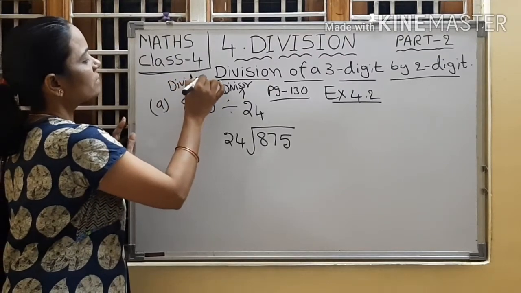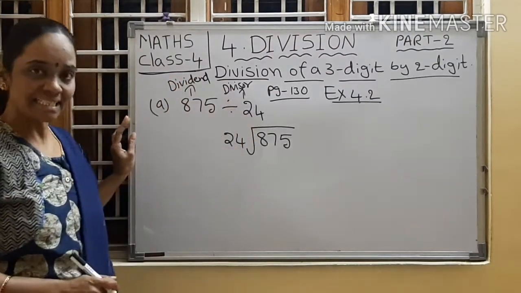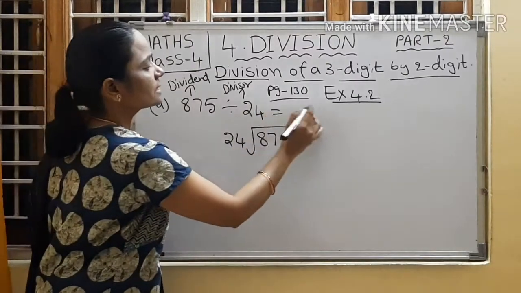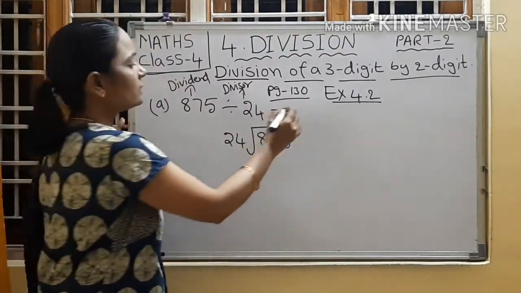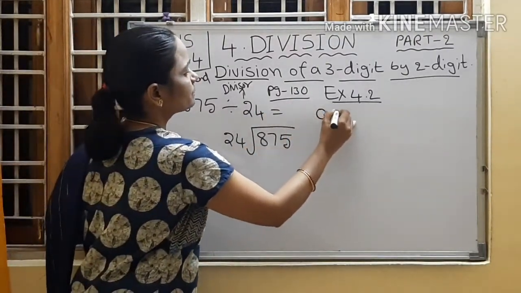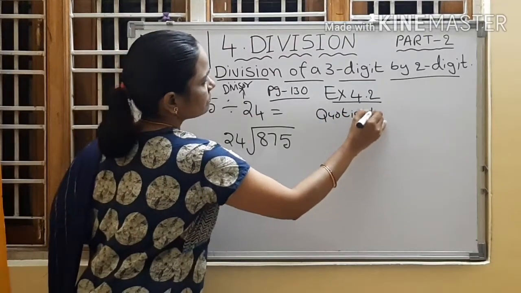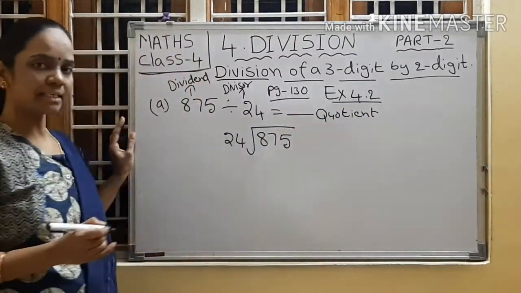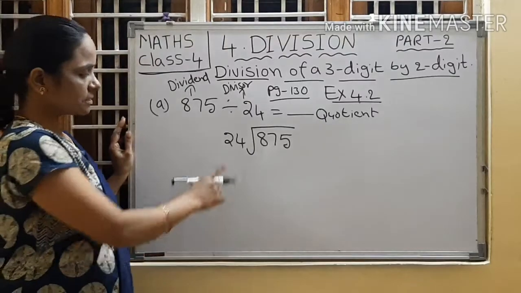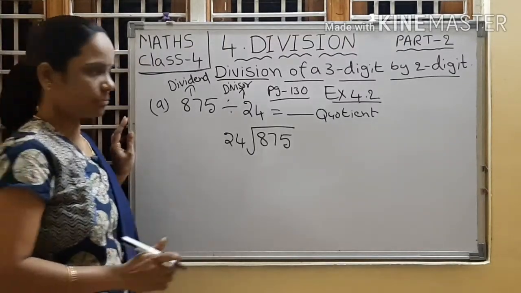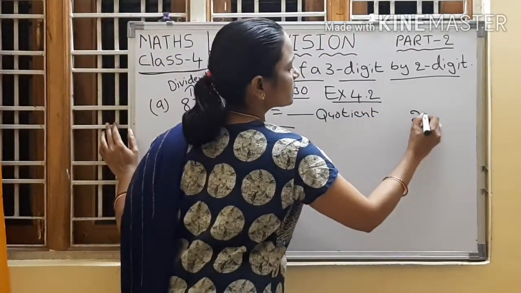Bigger number is always the dividend. Smaller number is the divisor. The answer is the quotient. We will find out the quotient. Here how much we will get, we will see. Now first better write down the 24 table.